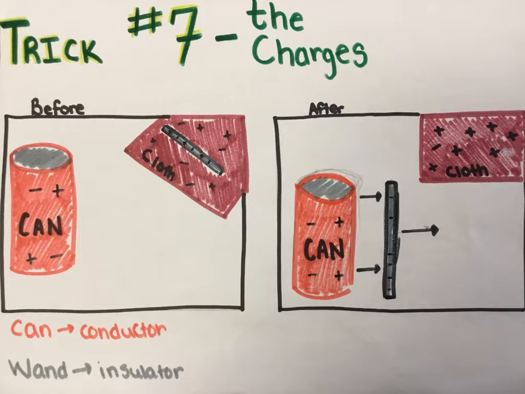When you bring the wand close, the can becomes polarized because the positive protons in the can are attracted to the electrons in the wand. The protons in the can separate from the electrons in the can, and when the wand is pulled away from the can, the protons, because they are attracted to the wand, make the can follow.